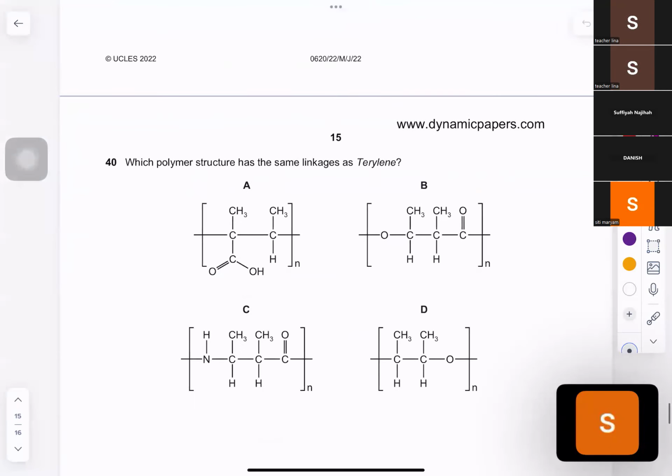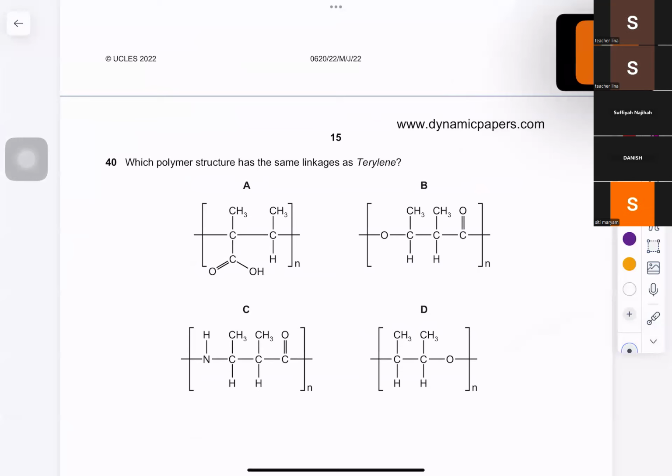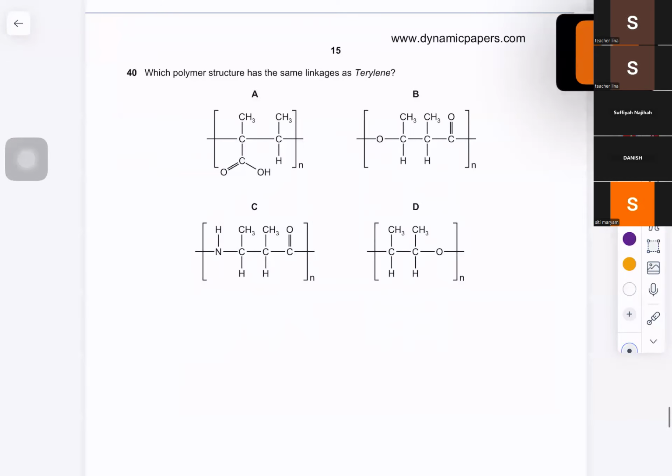Okay, is it this one sayang? Yang ni ke? Okay. Alright, so same linkage. Kena ingat polimer. Dalam polimer teacher buat tena. Tena ni under condensation polymerization. So T ni terelin tau sayang. Terelin ni ester linkage.